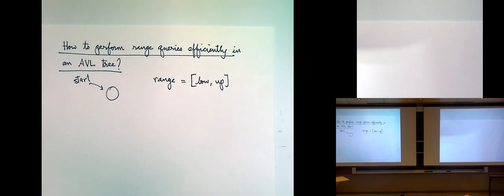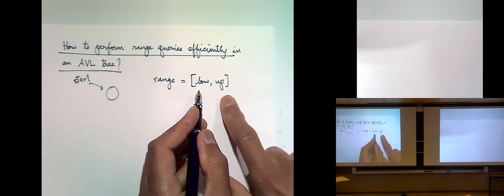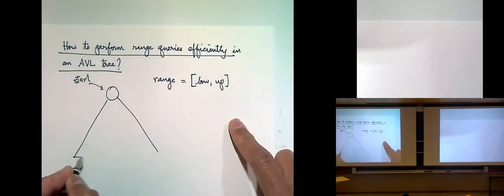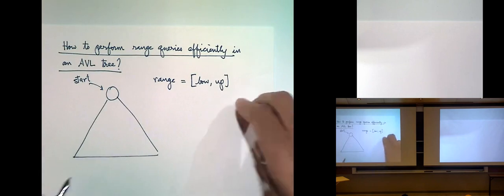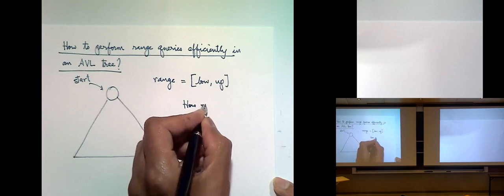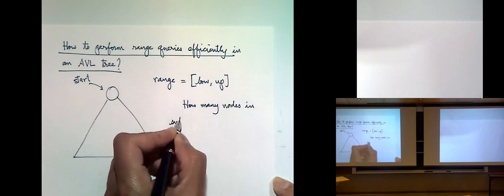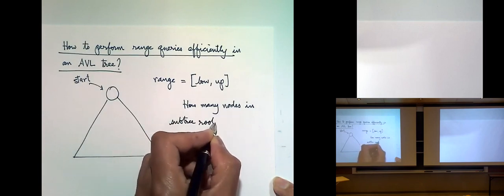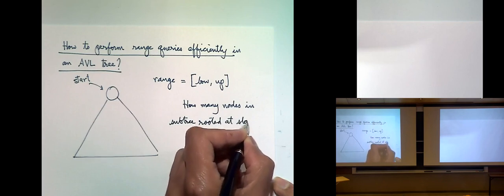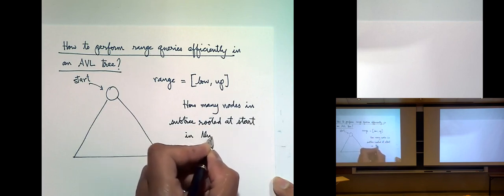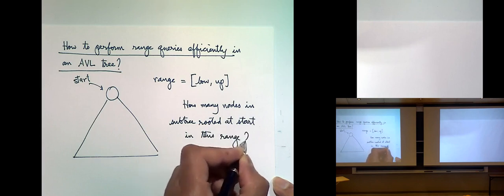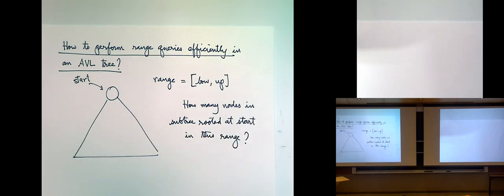A range is like two numbers, right? It's the lower end of the range and the upper end of the range. And let's just say you want to count how many nodes in the subtree rooted at start lie in this range. So you want a function that does that. That's the question that you have.